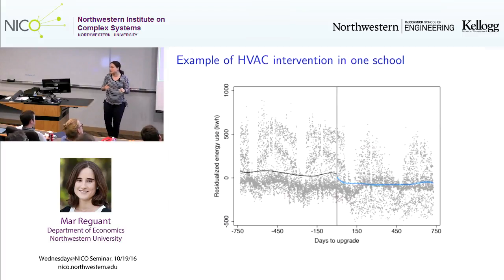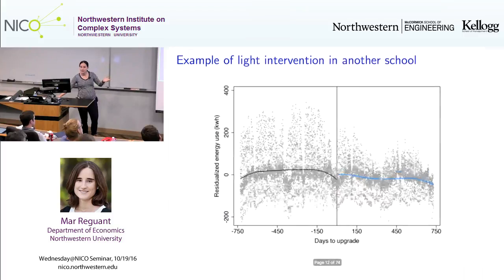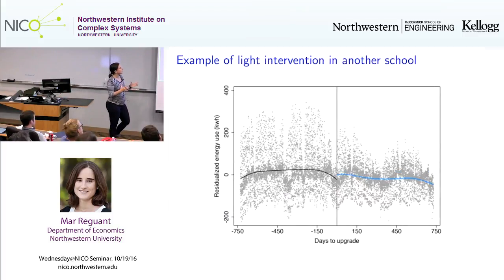In this particular case, it does look like they did save some energy. What happens though is that other things might be changing over time. So usually what we do is we rely on many more schools. In our data, we have plenty of schools. For example, we have this school who did a lighting project. And for this school, actually, the average doesn't look like it changed much.